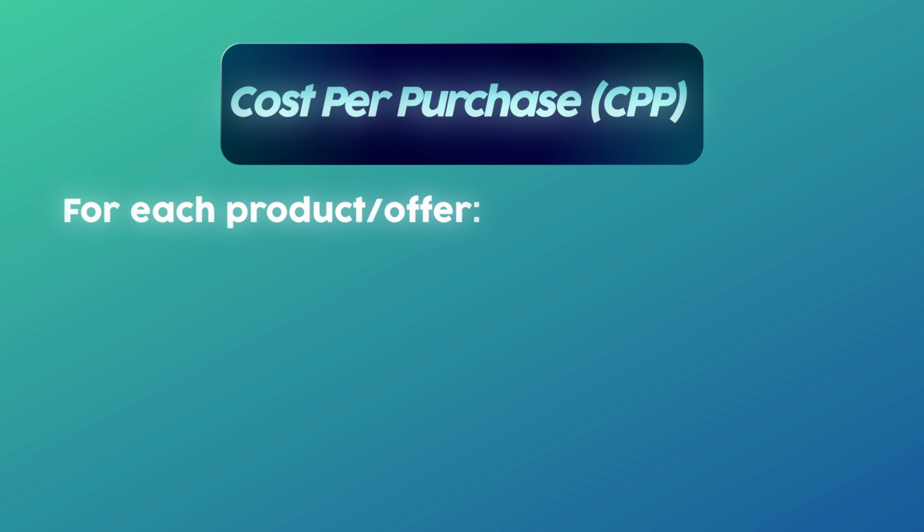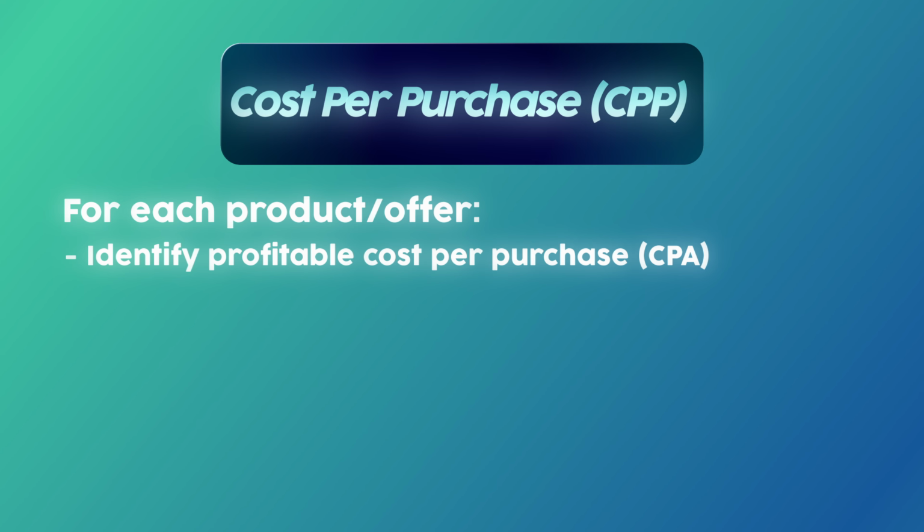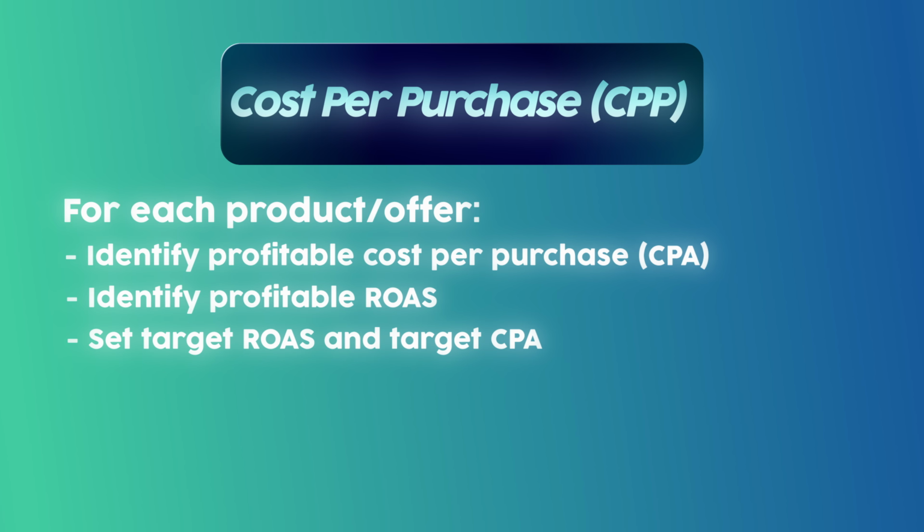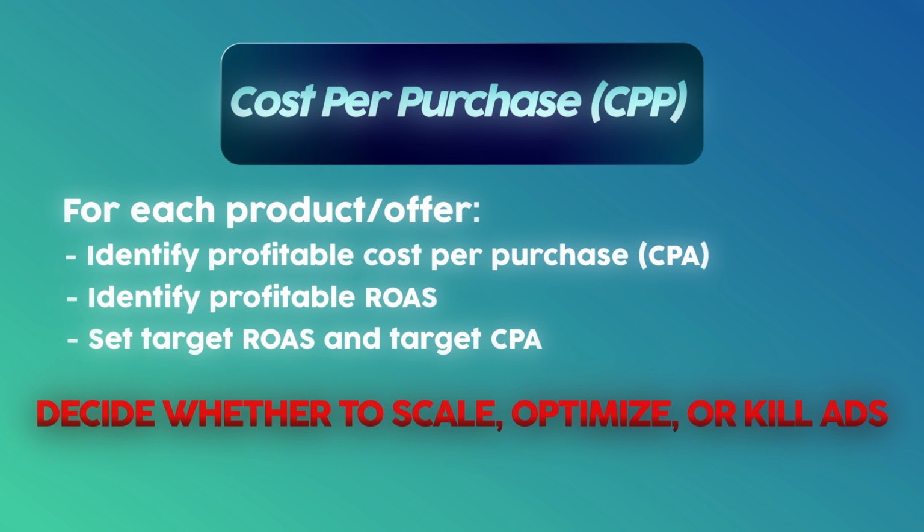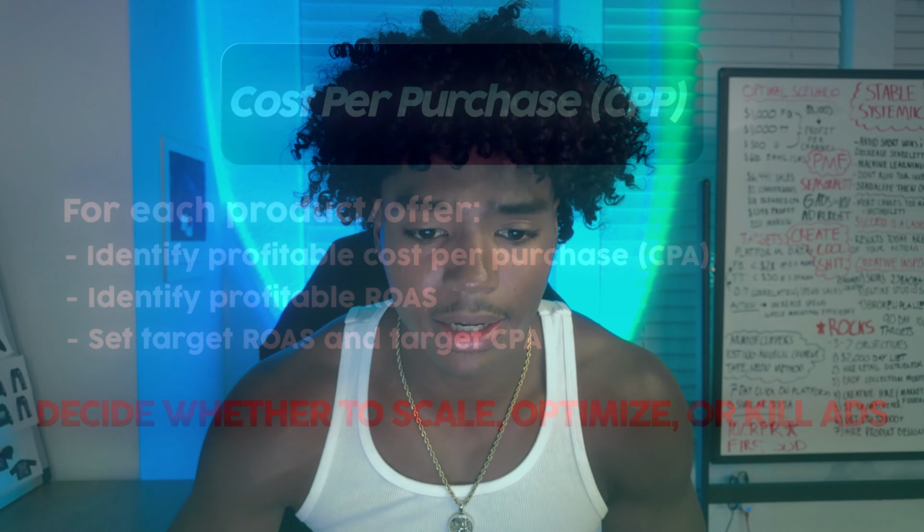Then you're just gonna look at your cost per purchase and your ROAS essentially, right? So you gotta figure out for each product that you run and each offer that you run, which cost per purchase and which ROAS is profitable for your business and what is your target ROAS and target CPA, right? And once you figure out your targets, then you can make scaling decisions on, oh, I should kill or optimize this ad. And you can basically find that just looking at a break-even ROAS calculator. You know what I'm saying?